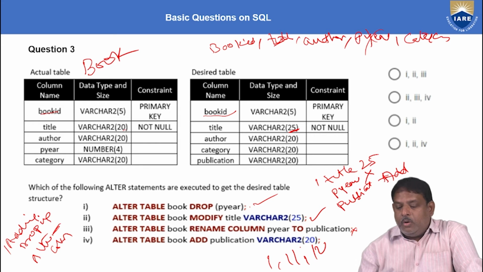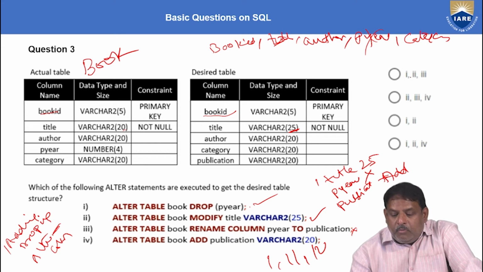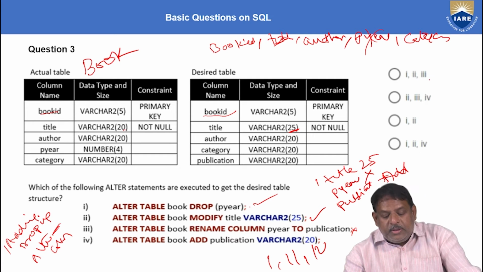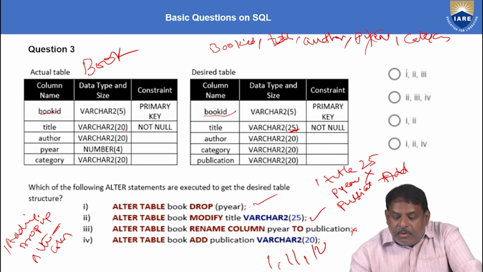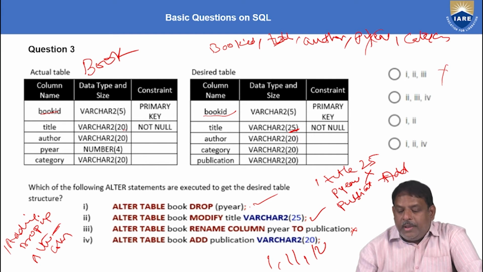1, 2 and 4. Now see, the first option is 1, 2, 3. 1, 2, 3 is wrong because 3 is, we are already dropping the column here. Then how can you rename? So this is a wrong answer. Next, second, 3 and 4.